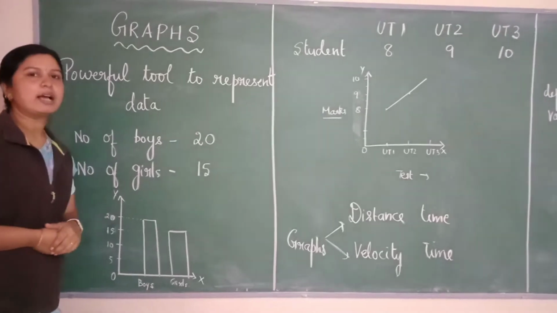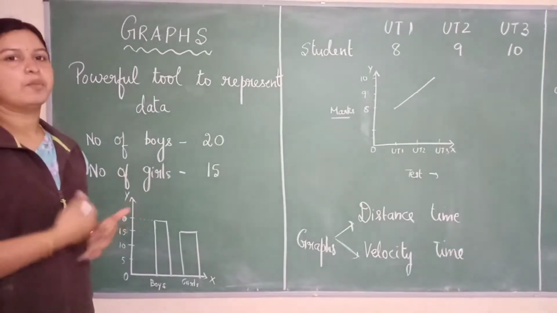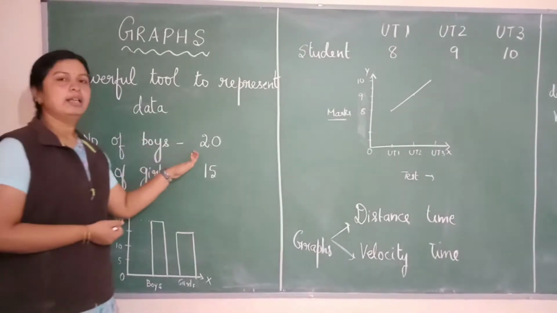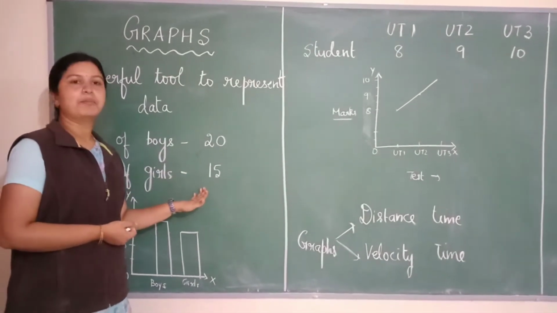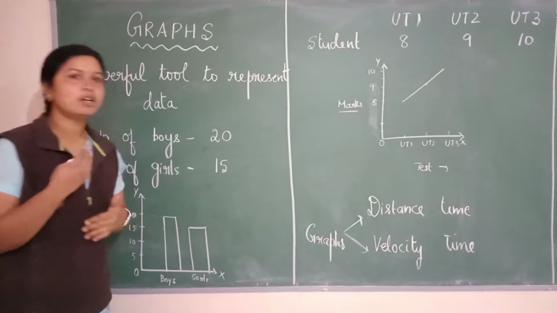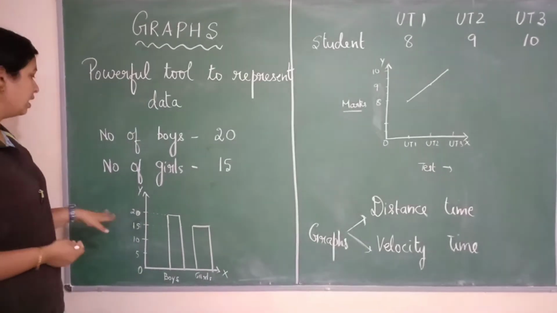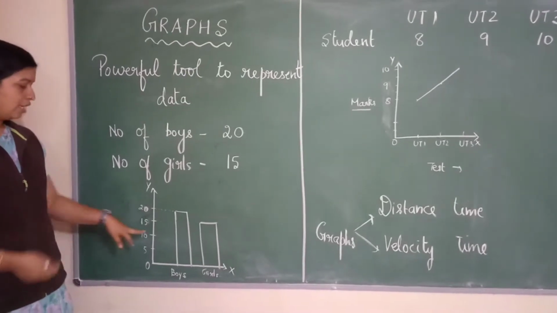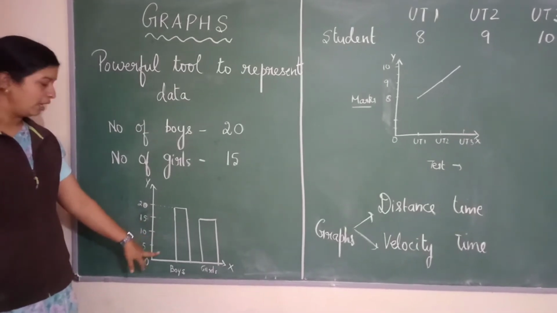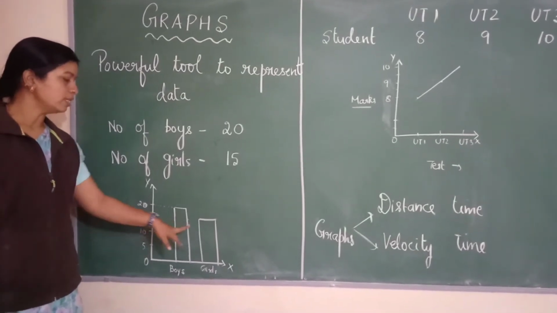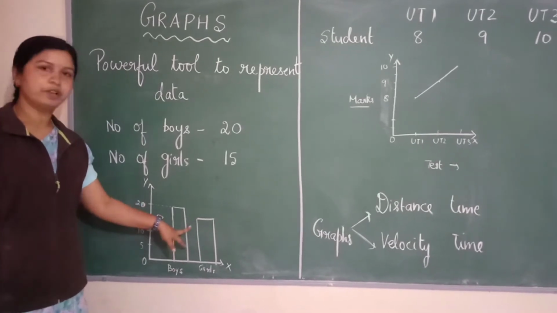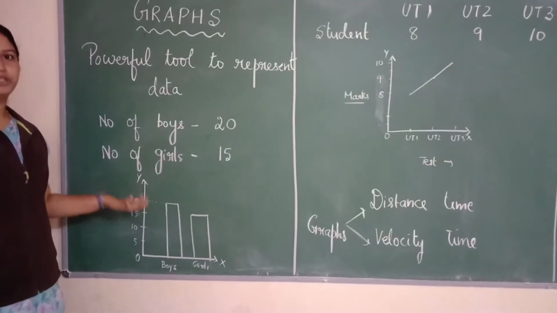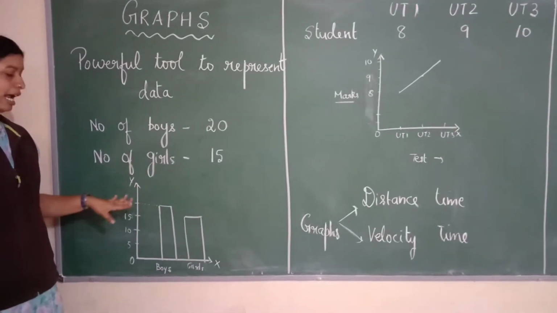Like, in case I ask in your class, how many boys and girls are there? So you will give me a number. Let us say the number of boys is 20, number of girls is 15. So instead of remembering the numbers, we can just represent them using a graph. If you see this bar graph, you can see that the number of boys is more than the number of girls. So similarly, when we represent the number of students in each class, it will be easy for you to find out.